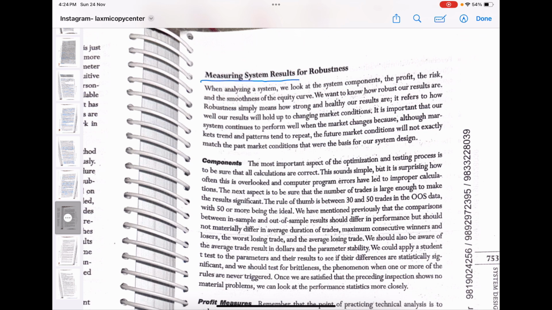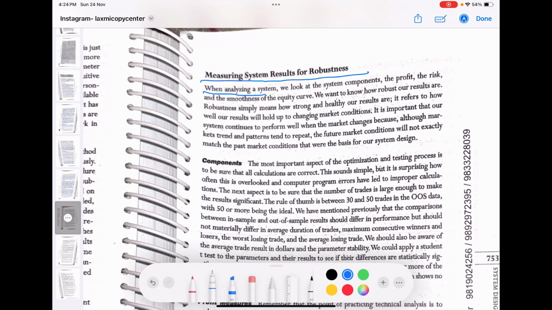Now let's measure system results for robustness. When analyzing a system, we look at the system components, the profit, the risk, and the smoothness of the equity curve. We want to know how robust our results are. Robustness simply means how strong and healthy our results are. It refers to how well our results will hold up to the changing market conditions.